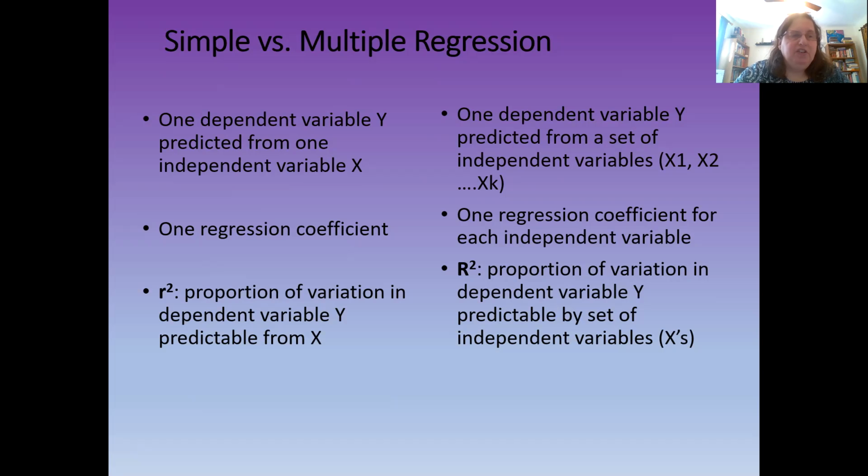In simple regression, we have r squared, which means proportion of variance in dependent variable y predicted from x. In multiple regression, we have r squared, which means proportion of variation in dependent variable y predicted by a set, by all of the independent variables x's.